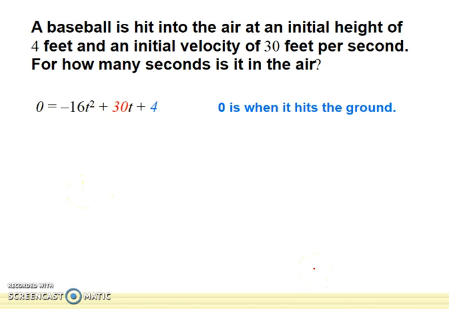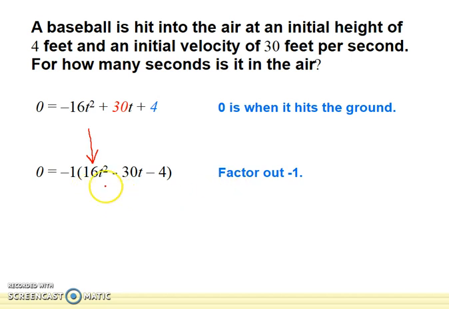We solve first by setting the equation, or the height, equal to 0, because that's when it hits the ground. Then from there, we're going to factor this trinomial. Step 1, factor out a -1, because you do not want your leading coefficient here to be negative. Now this will be a lot easier to factor.